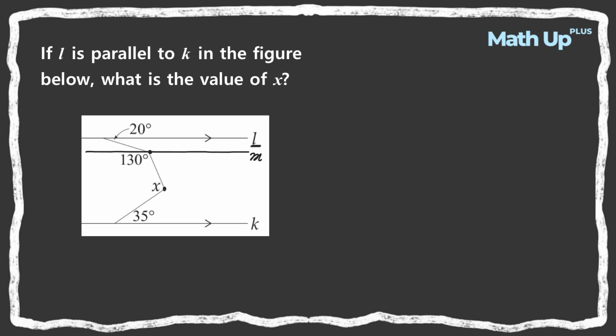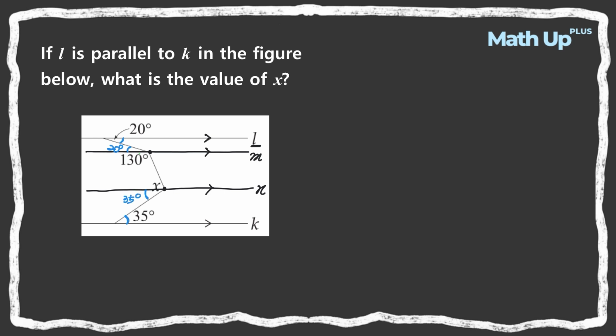And draw another one at this point that is parallel to the other 3 lines, L, M, K. Let's say this is line N. So we have 4 lines parallel to each other. Then if this is 20, we know that this is also 20, right? Alternate interior angles, right? If this is 35, this is also 35. Again, this is alternate interior angles.